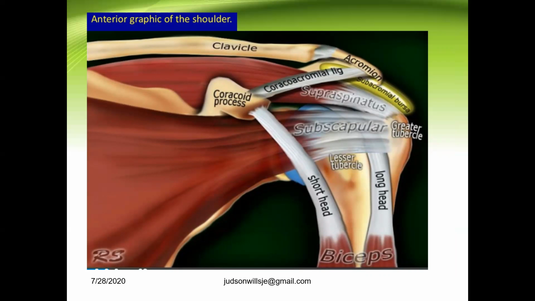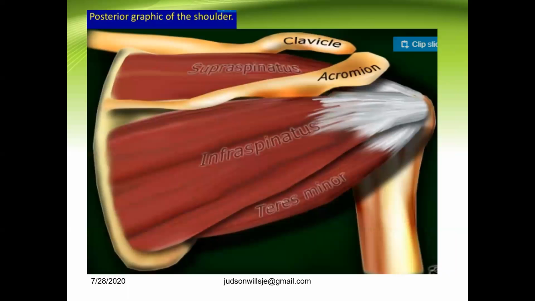Basically, the rotator cuff is made up of the tendons we already discussed, the major things involved in the rotator cuff. And when you move to the posterior aspect of the shoulder joint, you can see the supraspinatus, infraspinatus, and teres minor muscles and tendons, and they are all attached to the greater tuberosity.